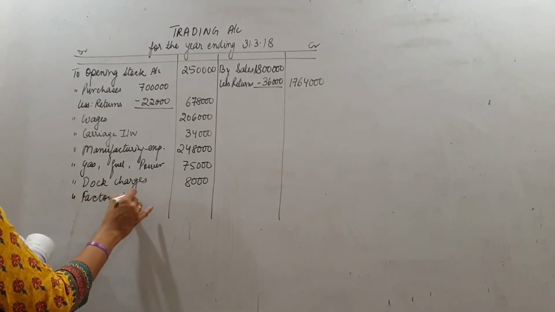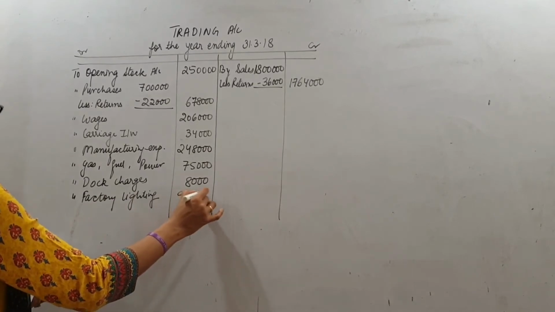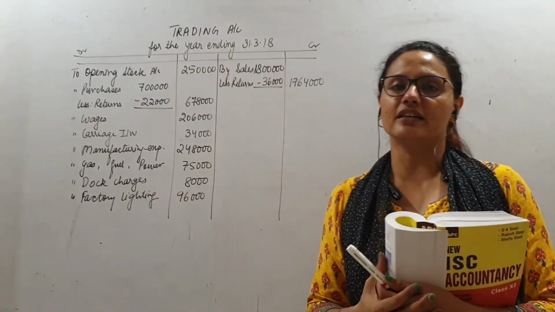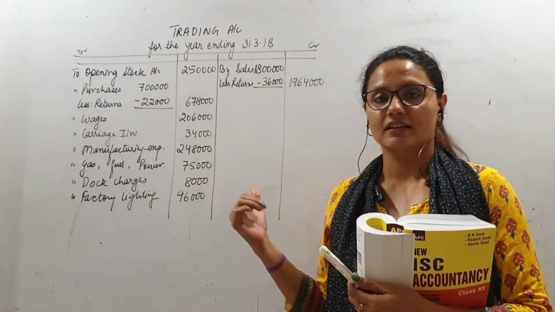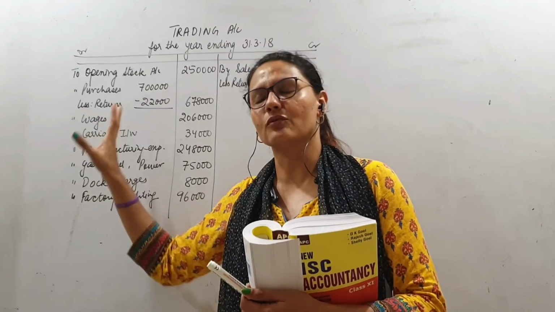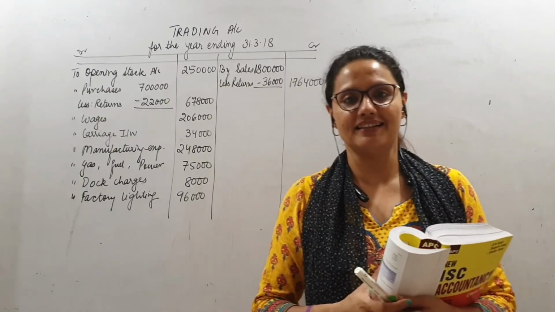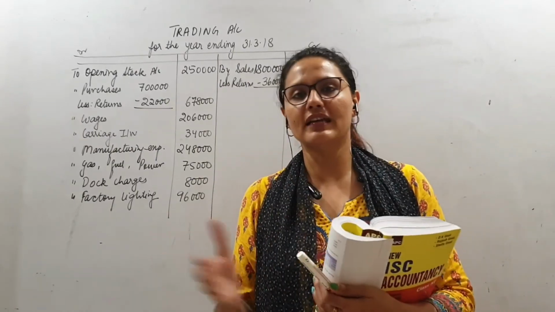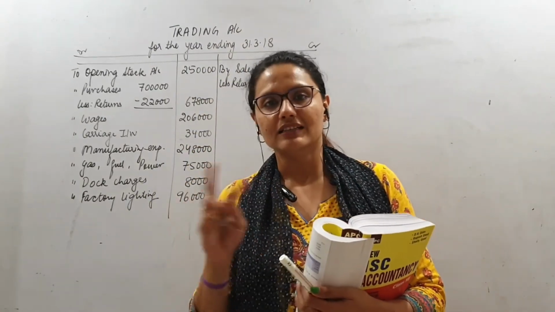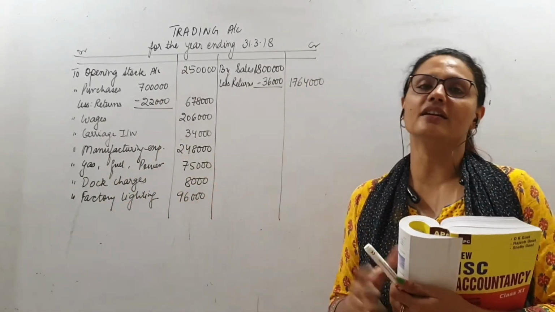Factory lighting. The name itself suggests it is related to factory. Very much a direct expense. But office lighting is for the office, administrative work. That is not a part of direct expense. Okay? Factory, manufacturing, plant related, works related expenses all come here. Office related expenses we put in profit and loss account. They are indirect expenses. Alright? Because we cannot trace exactly how much of that office expense can be traced to these goods. There is no direct link up here. But whatever we are putting here is directly related to the goods. So these are all direct expenses.